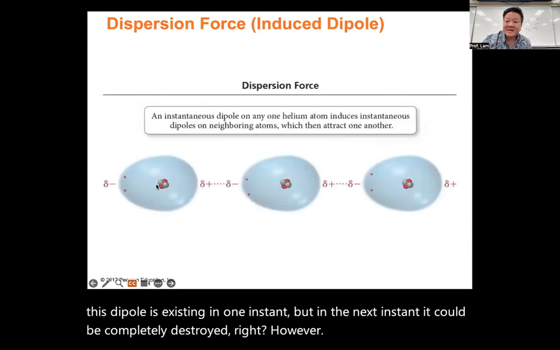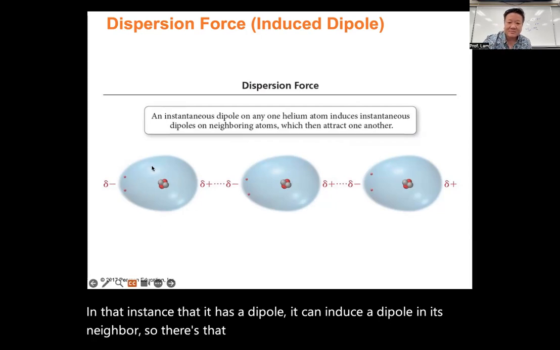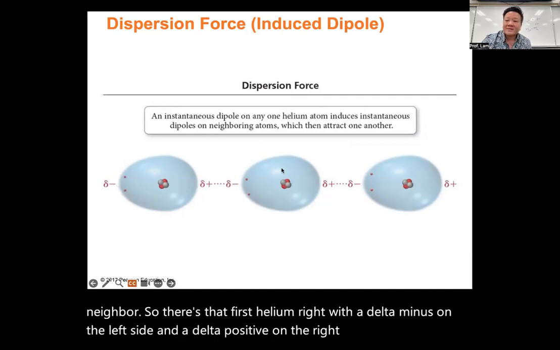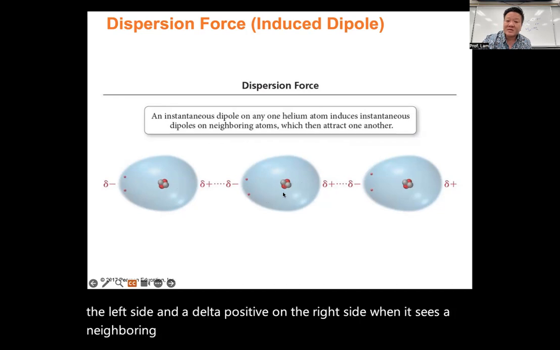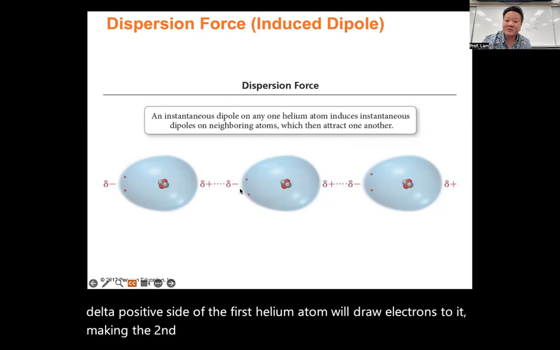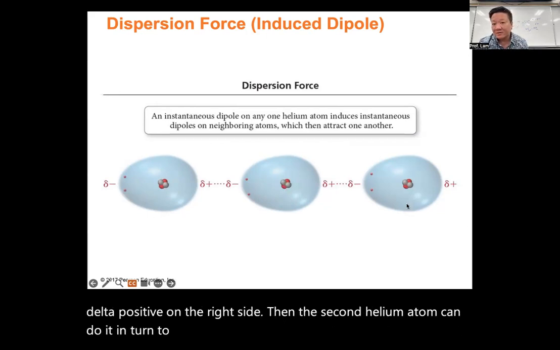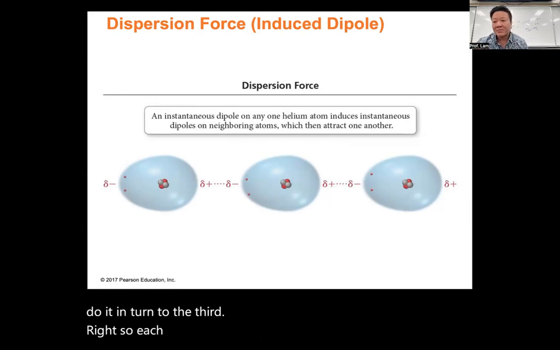in that instant that it has a dipole, it can induce a dipole in its neighbor. So there's that first helium, right? With a delta minus on the left side and a delta positive on the right side. When it sees a neighboring helium, it'll induce a dipole there, because now the delta positive side of the first helium atom will draw electrons to it, making the second helium atom also delta minus on the left side and delta positive on the right side. Then the second helium atom can do it in turn to the third, right? So each atom induces a dipole in the next.